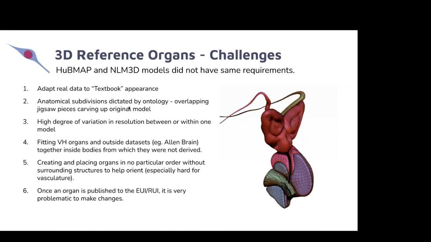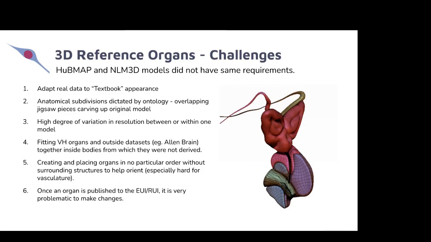The anatomical subdivision dictated by the ontology, with its overlapping structures, is difficult to map in 3D organs. There is a high degree of variation in resolution between or within the models. As we are mapping at single cell resolution, it's very important to have a finely defined structure of the cell type that is there. But at that minute level, the resolution becomes very hazy and not clear to the human eye, which makes it difficult to understand the human atlas as such.